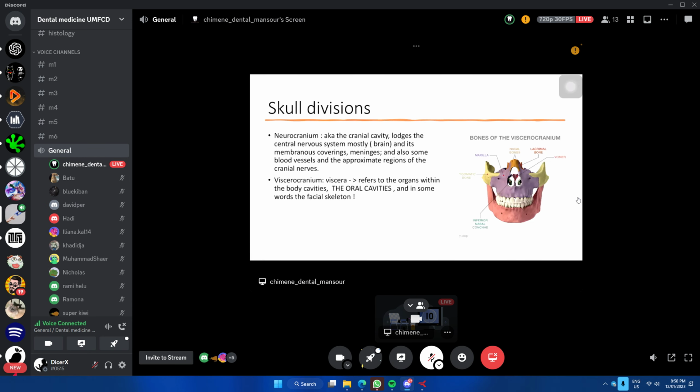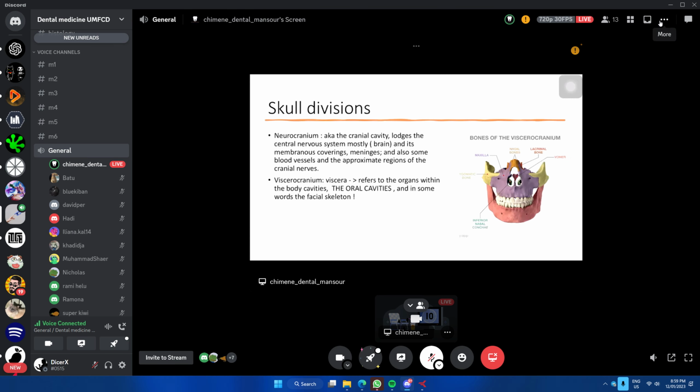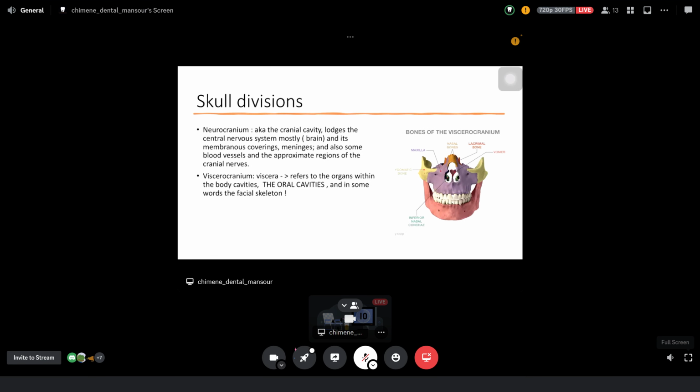Now from the A, we're going to start with the skull divisions. The skull is divided into two parts: the neurocranium and the visceral cranium. What is the neurocranium? The neurocranium is the cranial cavity that lodges and houses the central nervous system, so the brain mostly, and its coverings, the meninges, the origins of the cranial nerves, and some vessels, arteries and veins, so you also see the sinuses in the occipital bone, and so on.